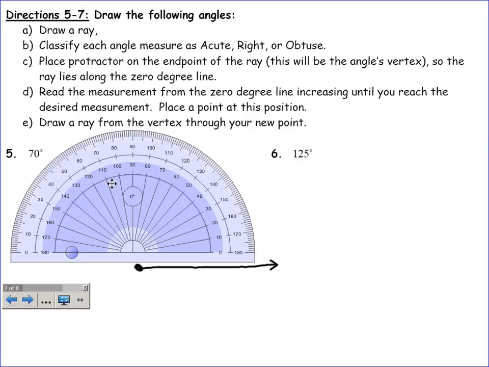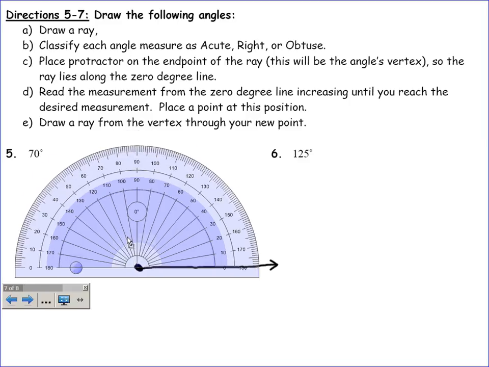Secondly, classify each angle. Is this going to be an acute angle, obtuse angle, or right angle? 70 degrees. Acute. So it should be smaller than straight up and down.